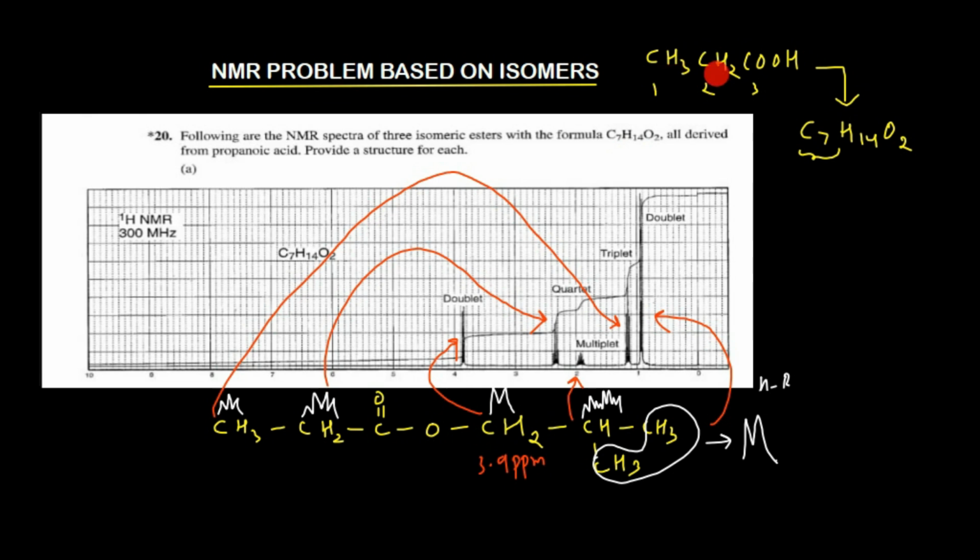So you need to write the propanoic acid and then make the esters for them, and then write the different isomers for this one. Then you will be able to solve such kind of problem.